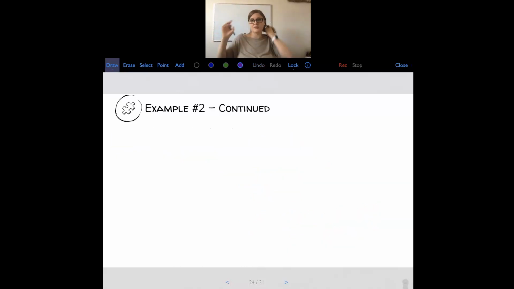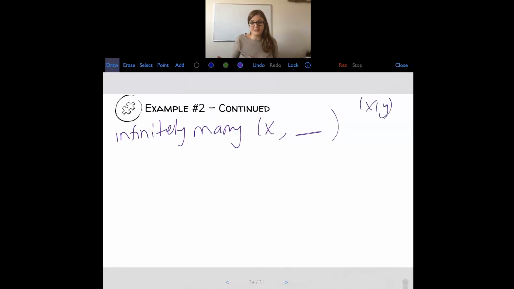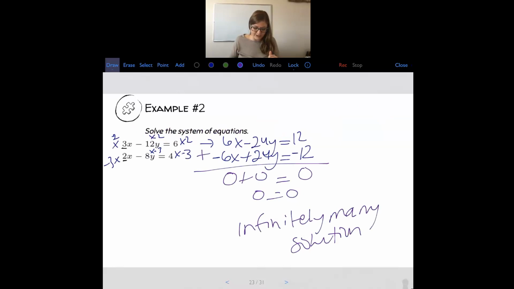So in the computer software, you'll see infinitely many, and you'll see x, and then you'll see a blank. Remember that when a system has one solution, we write an x-y pair. Well, in this case, y is not a number, it's the equation of the line, because that line is what solves the system. So in order to fill in this blank, what we do is we take one of the equations. I'm going to take 3x minus 12y equals 6.